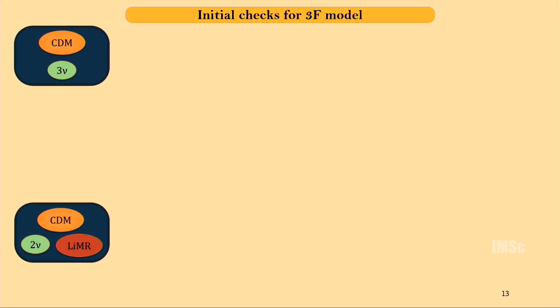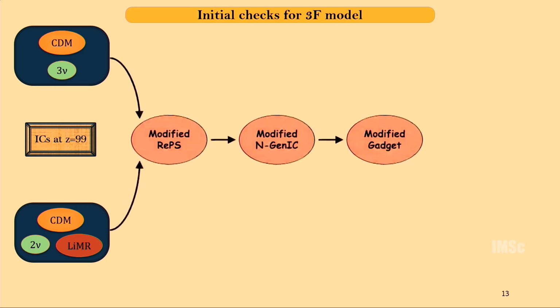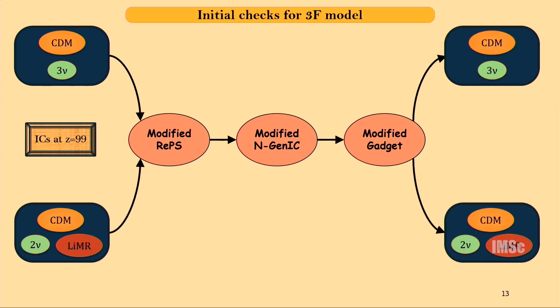This also works. Now the next step would be to modify gadget. We do that, and now we have the complete pipeline. Here is a final check before running, showing the final results. Consider these two scenarios. In one case, you have a CDM particle and 3 neutrino species. In the other case, you have a CDM particle and 2 neutrinos and a third LiMR particle. These are initial conditions at redshift 99. You pass it through the pipeline that we had just set up, and you get the results at redshift 0.